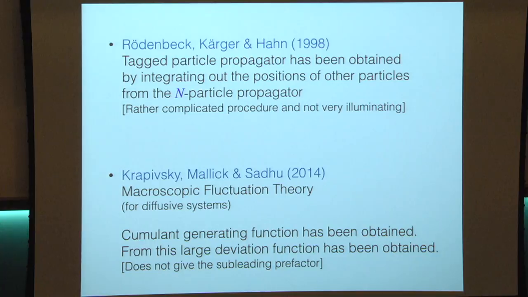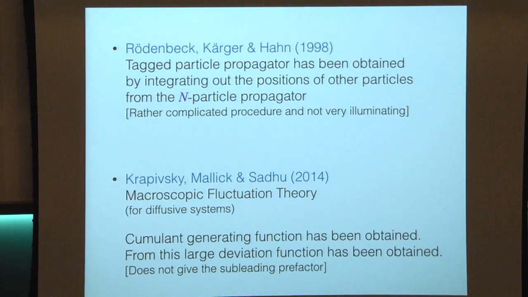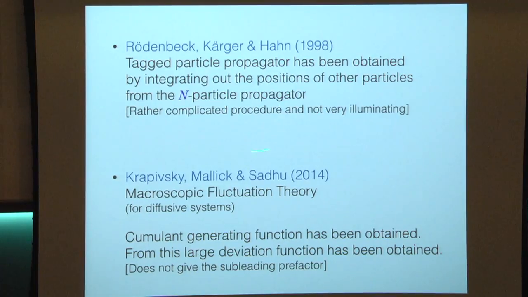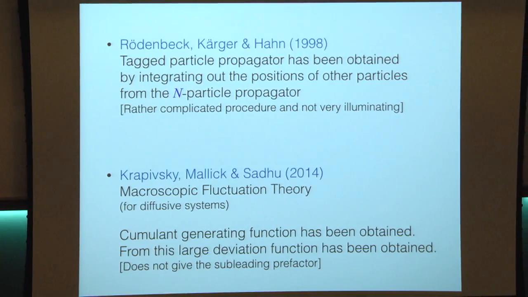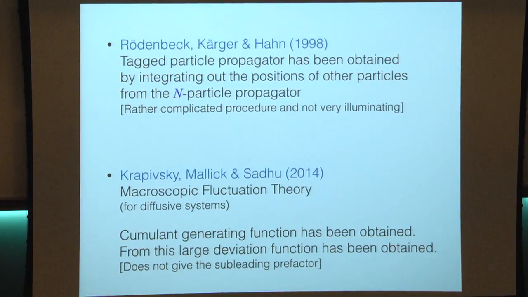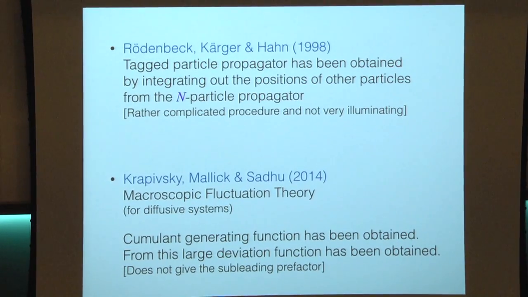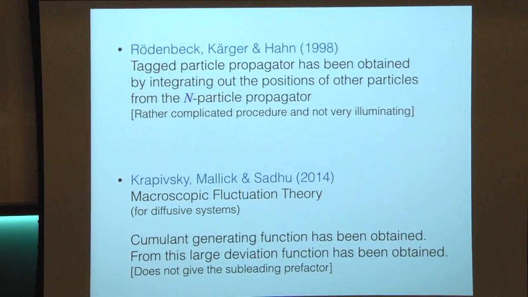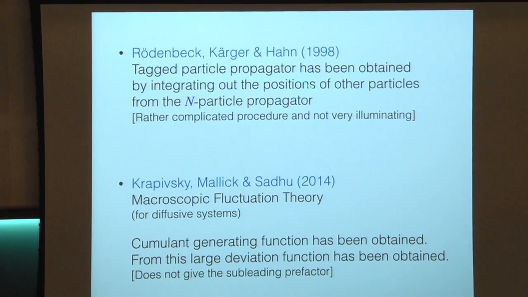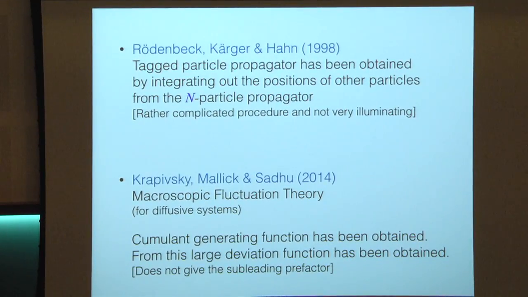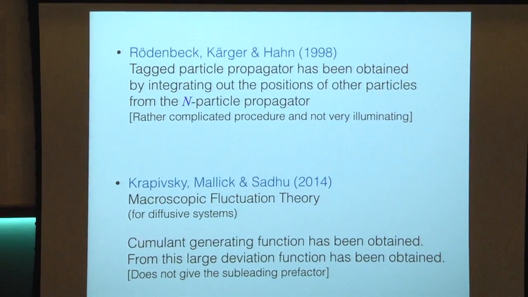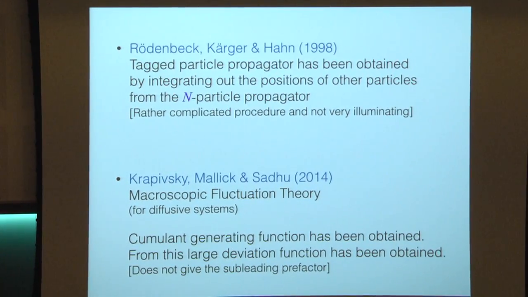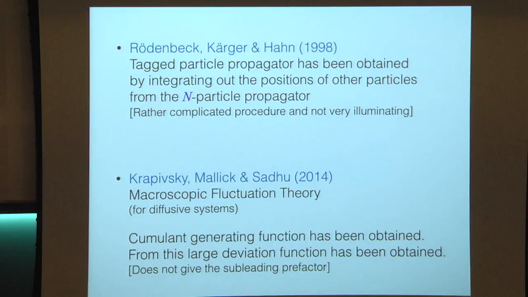So how do I describe this atypical fluctuation? Before going to the result, let me mention some previous studies related to this problem. There's a paper by these people. They write down the multi-particle probability distribution function for n particles, and then integrate out the rest of the particles, just keeping one. So they have a formula for this single tagged particle. But I find this procedure rather complicated and not very illuminating, but this is a subjective view. You might find it better than this one.